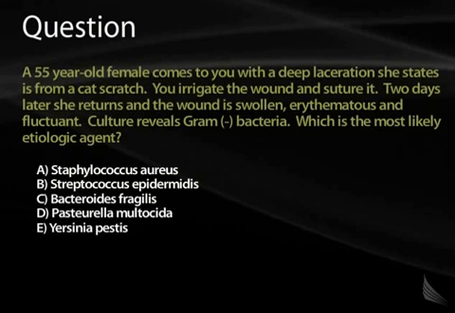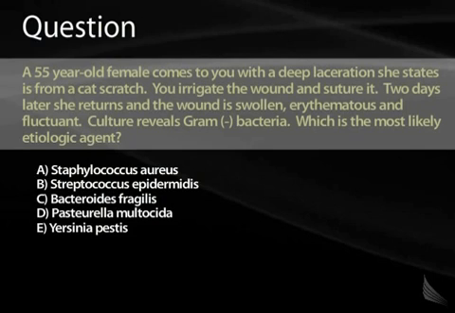Next question. A 55-year-old female comes to you with a deep laceration. She states it's from a cat scratch. You irrigate the wound and suture it closed. Two days later, she returns and the wound is swollen, erythematous, and fluctuant. Culture reveals gram-negative bacteria. What's the most likely etiologic agent? For this, it's kind of just a knee-jerk reaction. You think cat scratch, you've got to think Pasteurella. That's the most common thing that you're going to get associated with a cat scratch.